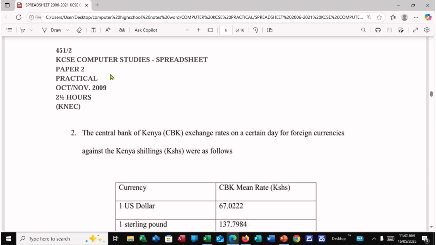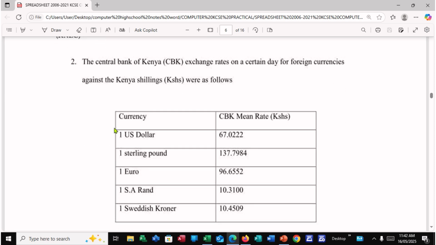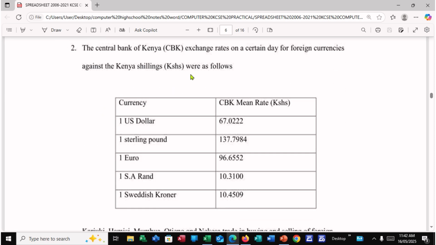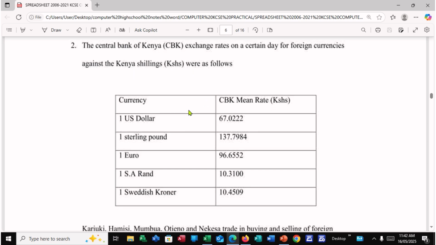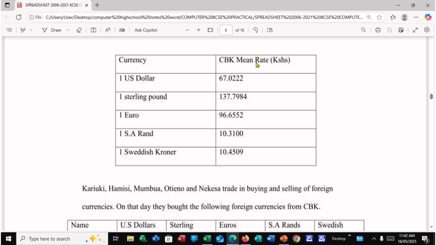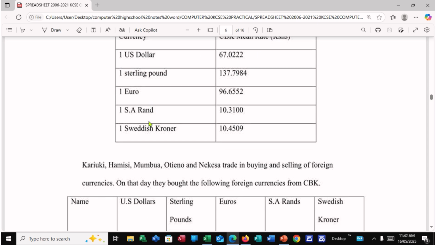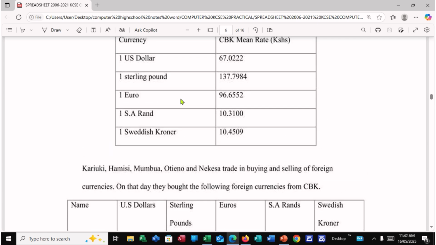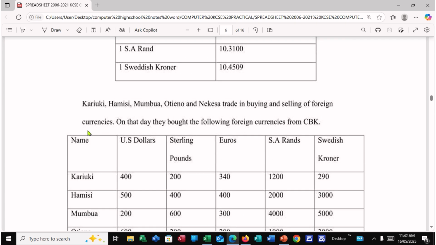This is KCSE Computer Studies Spreadsheet Paper 2, which was done in the year 2009. We can read together. The Central Bank of Kenya, CBK, exchange rates on a certain day for foreign currencies against Kenya shillings were as follows. We have this currency, CBK mean rate. $1 is that one. You're supposed to type this one. I will not be reading all of it. I just read the question.